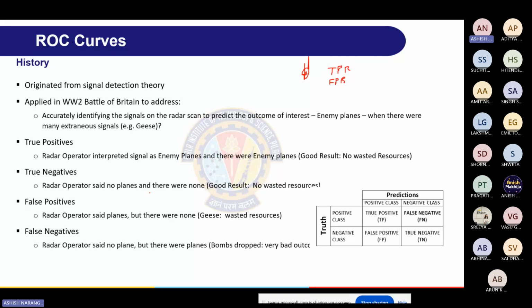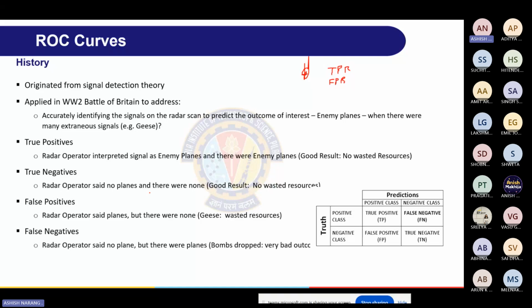False positive: radar says an enemy plane exists, but actually there were none, right? So this is what the army will do: they'll deploy the resources, because the radar signal has said the enemy plane is coming, but actually it was not. So it's a kind of wastage of resources. False positives are actually giving us some cost here. If you look at the application, we want to minimize that cost. I want to minimize the FPR, the false positive rate.